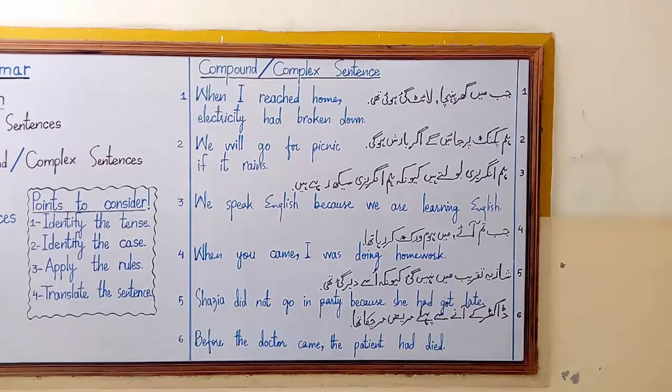When I reached home, comma, electricity had broken down. The rules of past perfect here: had as an auxiliary verb and broken as the past participle form of break. Here you people can replace the positions of these 2 sentences. जब मैं घर पहुंचा लाइट गई हुई थी, या लाइट गई हुई थी जब मैं घर पहुंचा. Whatever comes first, it doesn't make any difference. So if you say when I reached home, electricity had broken down, or electricity had broken down when I reached home, both are 100% correct.